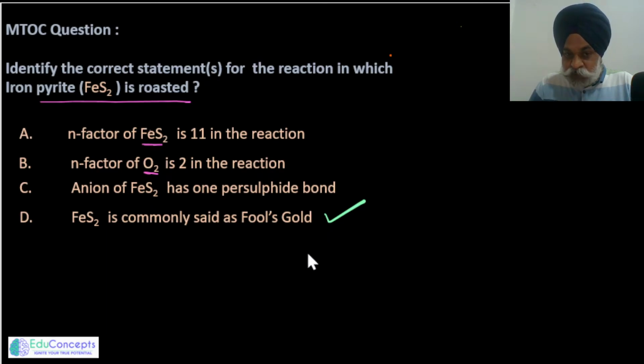It looks like gold because it gives you a golden tinge, a metallic golden luster it does have, FeS2, so that is why it is called fool's gold. A very beautiful name to fool somebody. You can use this particular ore. Anyhow, the next thing, now we have to get into the reaction part.